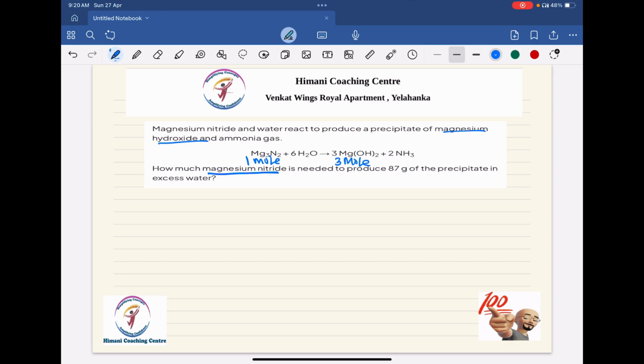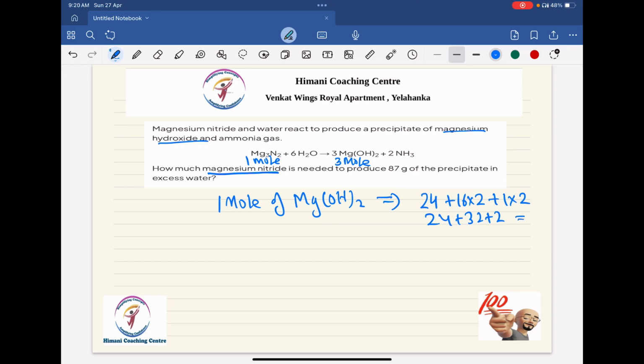Now we have to find the mass of 1 mole of Mg(OH)2. The mass of Mg is 24, oxygen is 16 times 2, hydrogen is 1 times 2. So we get 24 plus 32 plus 2, 4 and 2 is 6, and 2 is 8, so we have 58 grams of magnesium hydroxide in 1 mole.